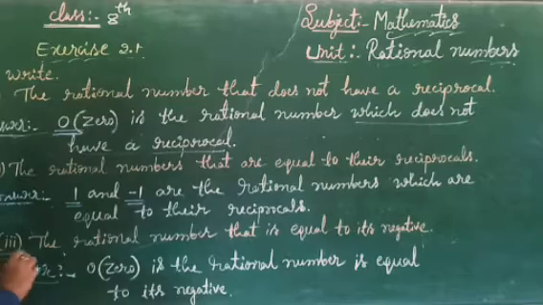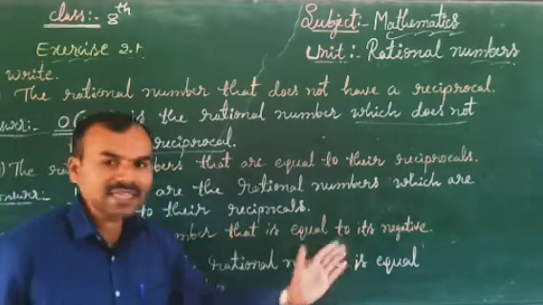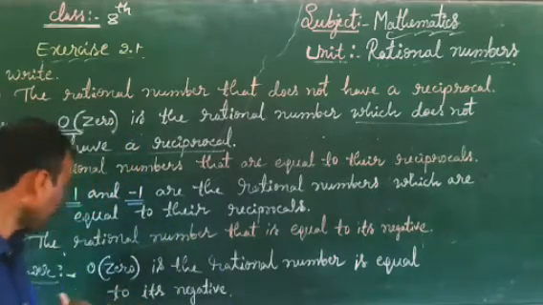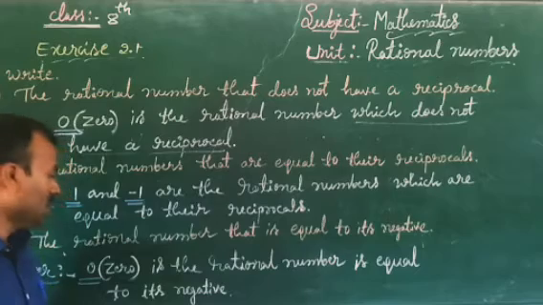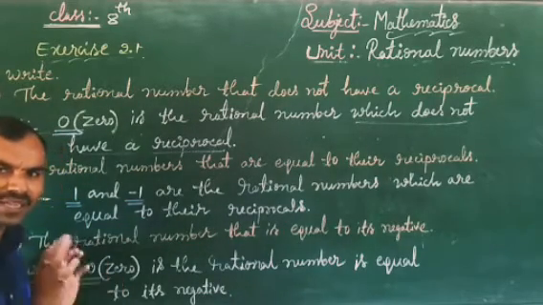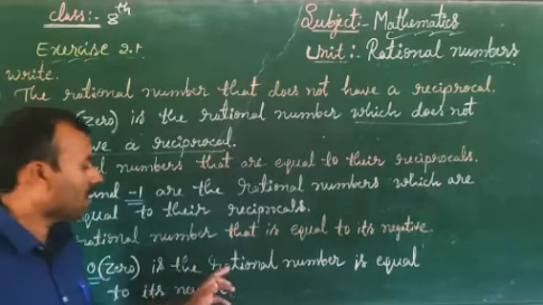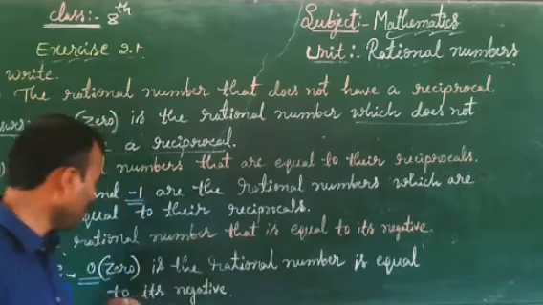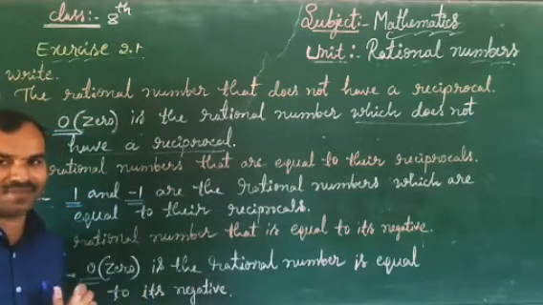Next, third one, the rational number that is equal to its negative. Yes, 0 is the number which is both positive and negative. It is equal to both. 0 is the rational number equal to its negative. Okay, take.